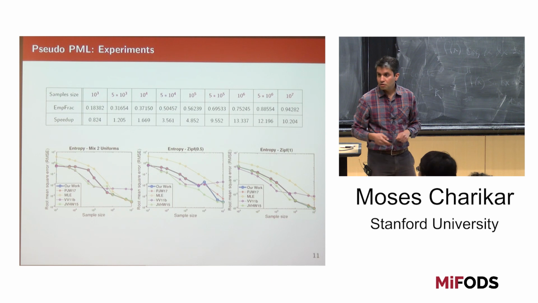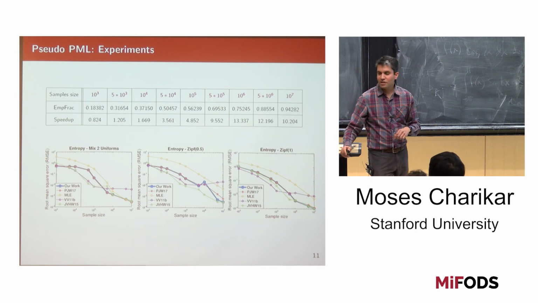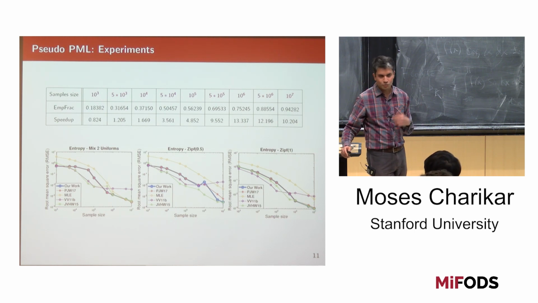Okay? MFRAC is the fraction on which you don't apply a PML? MFRAC, yes. MFRAC is the fraction on which we apply the empirical estimate. So 1 minus that is the fraction on which we apply PML.